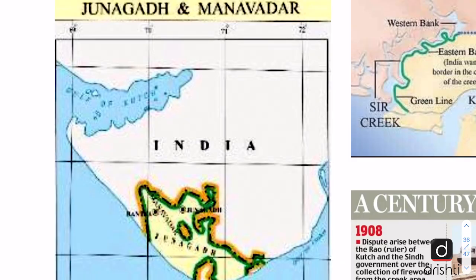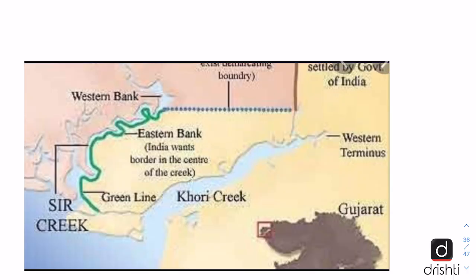In this inset map of Gujarat, we can see more clearly what Pakistan is claiming as its territory, which is the former princely state of Junagadh, and it doesn't share any land border with Pakistan. And here in this map we can see the Sir Creek area. Now the Sir Creek is a narrow water body, and India's claim is that the border should be from the middle of the channel, whereas Pakistan claims that the border should be on the eastern bank, which is shown by this green line.